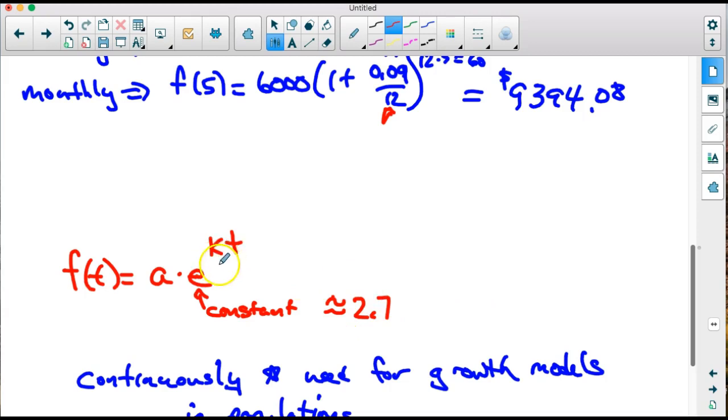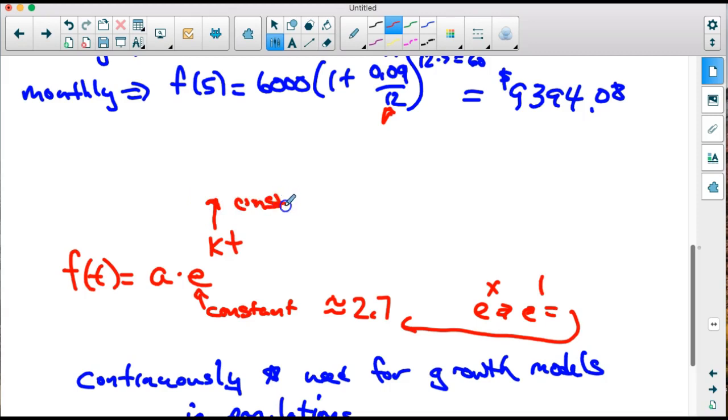On your calculator, you should see an e to the x power somewhere. If you put in e to the first power, you will get this decimal. So we don't have an n anymore. We're just going to plug in these values. This k value is your constant growth rate. They're going to give you that value.